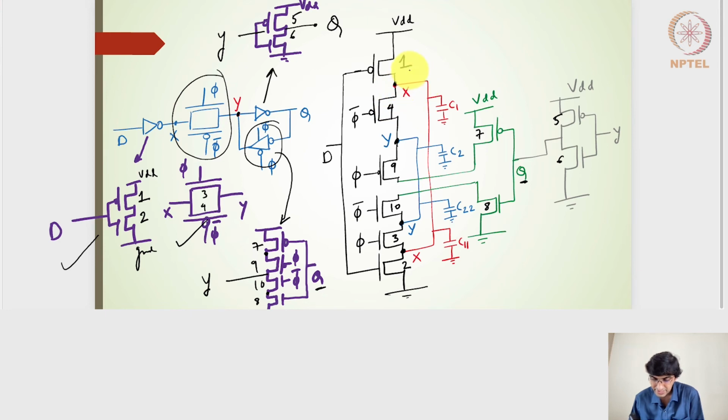And now if I find out the merged diffusion capacitances here, I have written this one and this one, the 1 and 4 transistors will have a merged diffusion capacitance of C1. Y is the merged diffusion node of the 9 and 4 transistors, which is C2, and similarly we will have C22 and C11 on the pull down side. Now if I look into these 4 capacitances, then we should be able to make a comment on the delay from D to Q or the delay from the clock to Q.